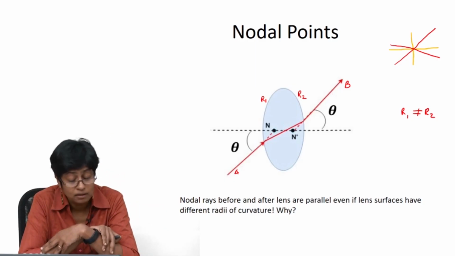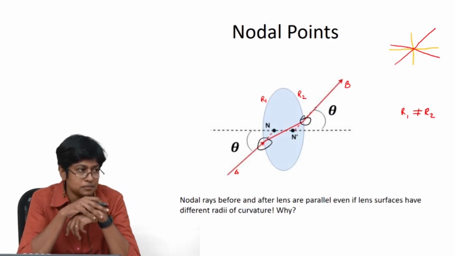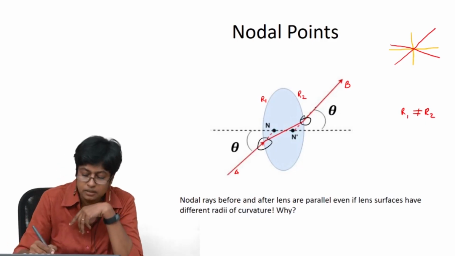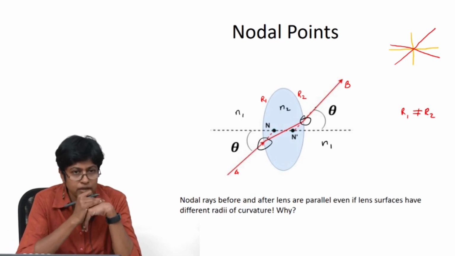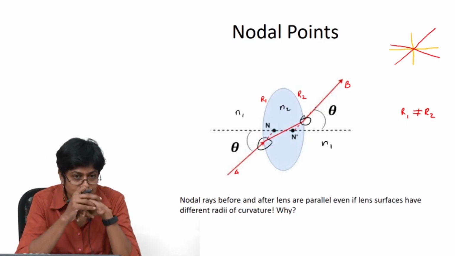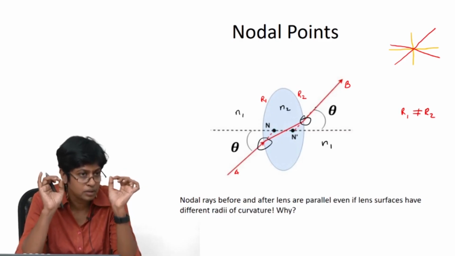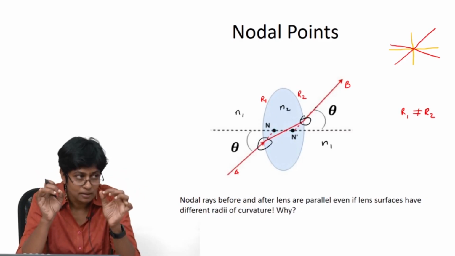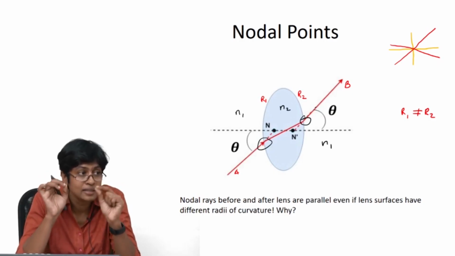Do you expect the angle of refraction here to be the same as the angle of refraction here? Let us say this is N1, N2, N1. Do you expect the angle of refraction to be the same if R1 and R2 are not the same? I am asking this because it brings across a very, very important point. When I say parallel, we are talking about the angle with respect to the optical axis.